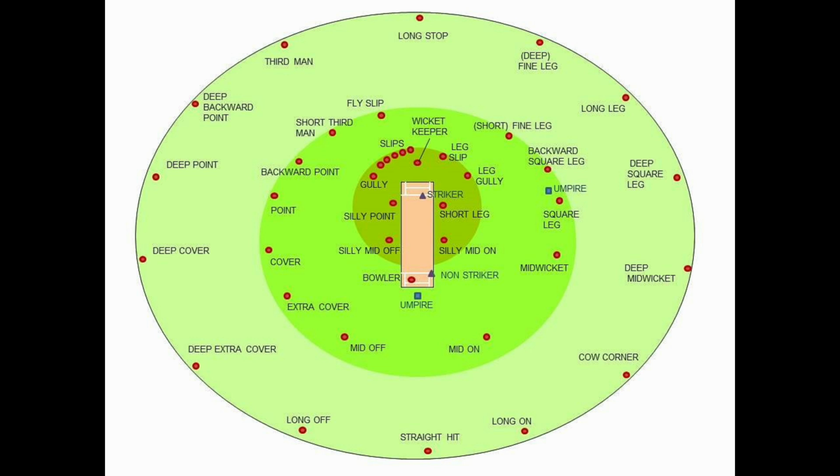Guys will often try and hit the ball deep on the leg side, and cow corner is a good spot to take catches on the boundary. I don't know why it's called cow corner, but it's a well-known field position. And then just as we get close to the bat here, you have gully, slips, leg slip, right? So you have that symmetry there.